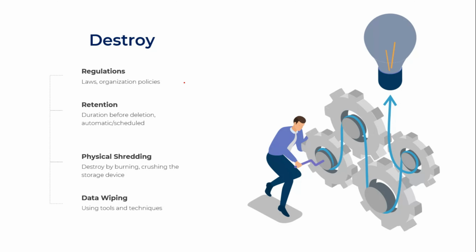Something called physical shredding is also there. This happens when the data is really important and is not intended to be shared with any user even accidentally. In that case we physically destroy the data. That means we might burn the hardware that is storing that particular data, or crush the storage device itself. And data wiping tools are also available. Whenever the data is stored in a physical device, we can use some tools and techniques to wipe the data in a secured manner, so that it cannot be retrieved in any other manner by anyone.